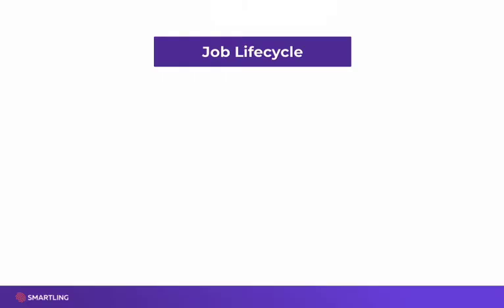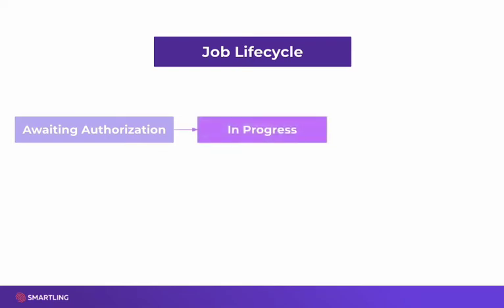In Smartling, when a new job gets created, it will then need to be authorized as a second step to kick off the actual translation process. The job status then changes from awaiting authorization to in progress.